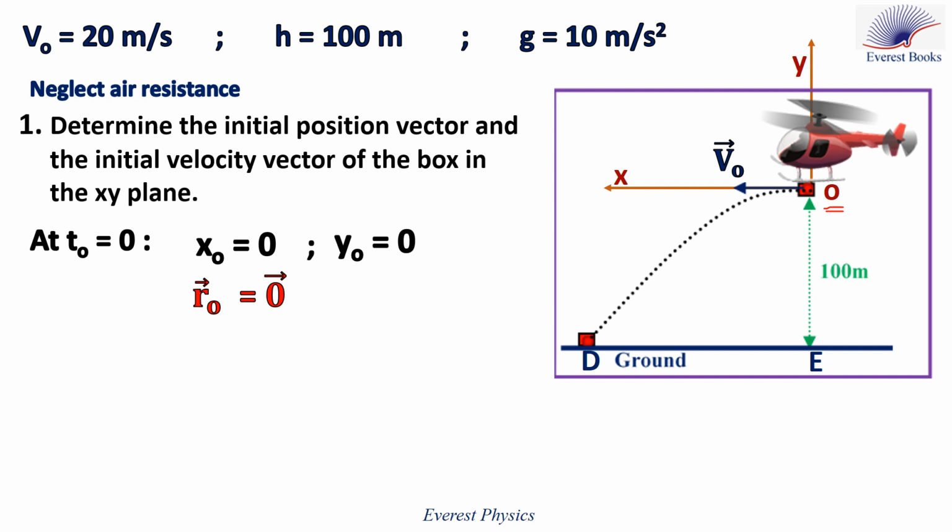Again, look at the figure. The initial velocity is directed in the positive x direction. Then v0 equals v0 i, and v0 is positive. Replace v0 by 20 meters per second. You will get v0 equals 20i, and it is expressed in meters per second.